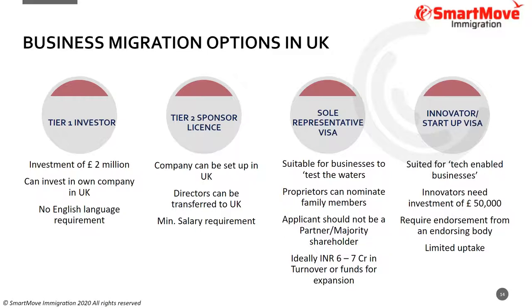There are a lot of other routes to enter the UK, and there's a whole gamut. And as you know, UK laws are very volatile, they're quite prone to changes. There's a lot of change that's going to happen in the next 6 months after Brexit happens, which is where the UK exits from the European Union. And there's going to be a lot of changes that will transpire in the immigration policies there. So as I speak to you, these are the key business migration options.